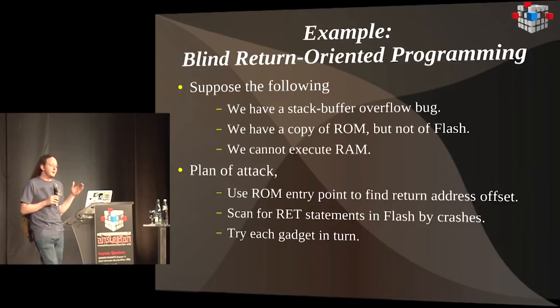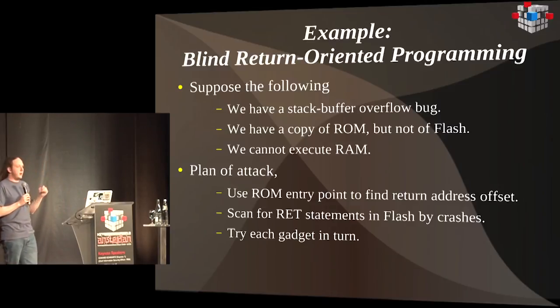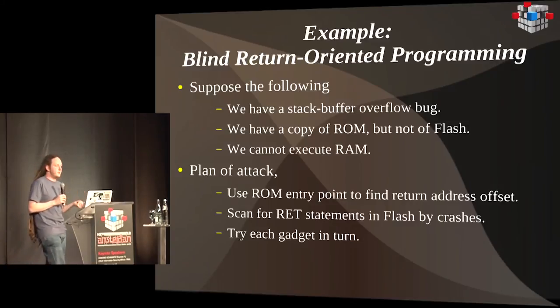To start things up, we're going to suppose that we have a stack overflow bug. Generally, you'll find this by fuzzing, and you'll just wait for the LEDs to blink, indicating that the device is rebooting, and that lets you recognize your crash. We'll also assume that you have a copy of ROM, but that you do not have a copy of flash, which is a common case when trying to rip firmware out of these devices. And we're going to assume that you cannot execute RAM.